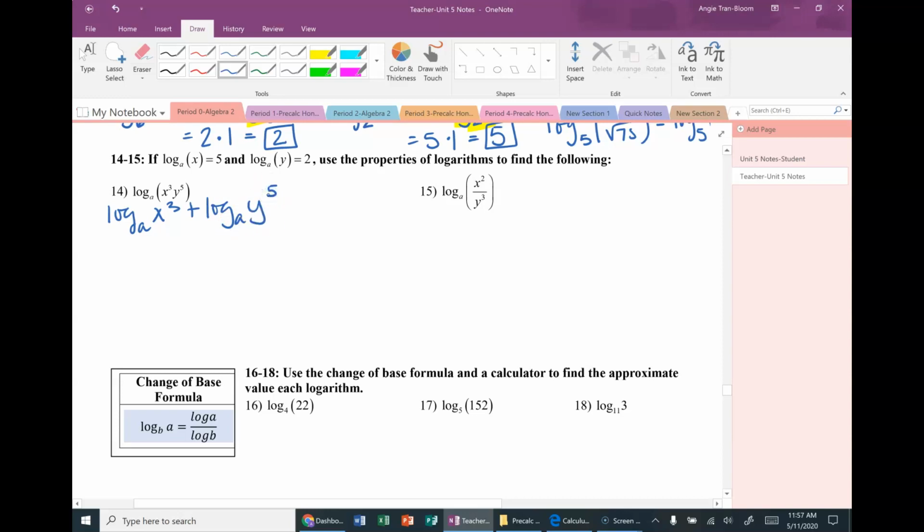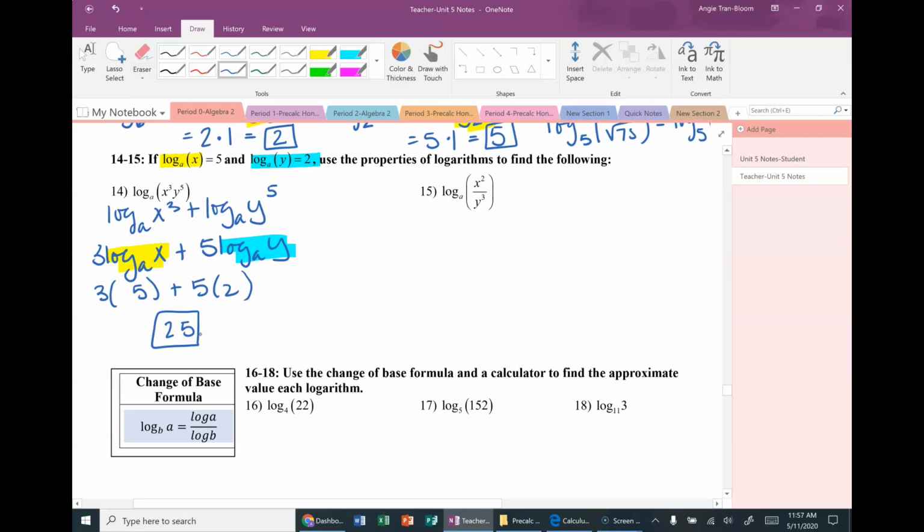Well, we have powers, so we are going to rewrite it as a leading coefficient. So this is 5 times log base a of y. Now, if you think about this, is log base a of x. Well, it says in the problem log base a of x is 5. So this is really 3 times 5 plus, in the problem, it says log base a of y is 2. I do have log base a of y, so we are going to replace that with 2. Well, you got 3 times 5, that's 15. 15 plus 10, our final answer is going to be 25. And all of that has to be done without a calculator.